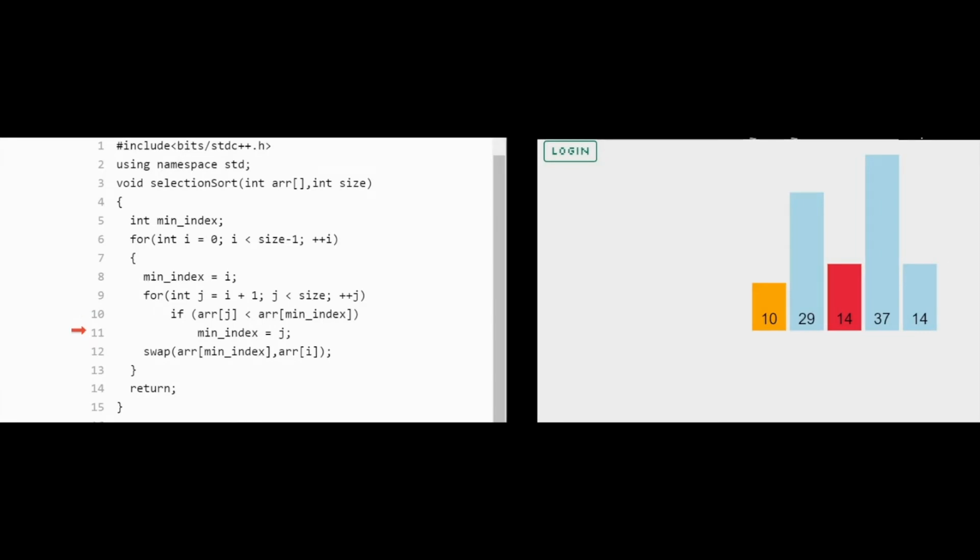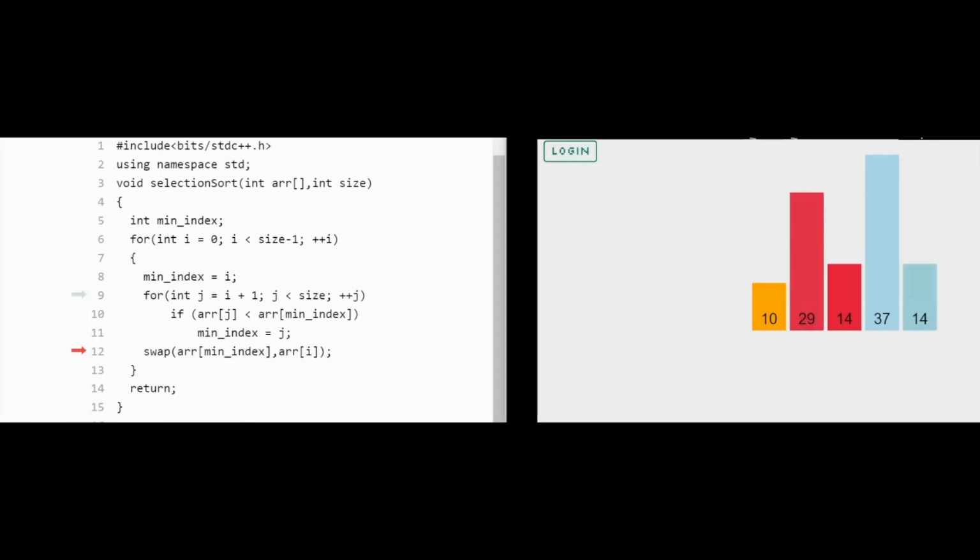Next, we compare with the value 37, and here we can see 14 is less than 37, so there will be no assigning of value to the min index variable. And in the next step, we are going to check 14 and 14. 14 on the right hand side is not smaller than the 14 value in the red bar, so this condition is again false, and we are done with all the iterations of this j loop.